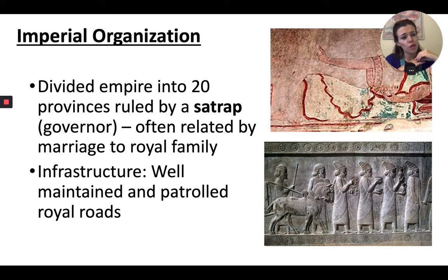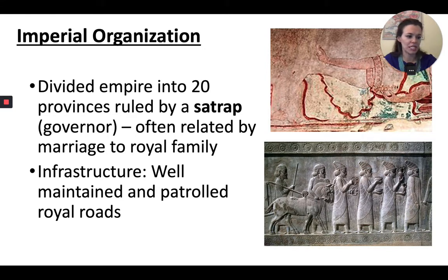The role of satrap is a hereditary role, so families really get to know their area well, right? This position is inherited from father to son. The further you were from the center of Persia, the more independence you had. You were able to really govern as you wished.